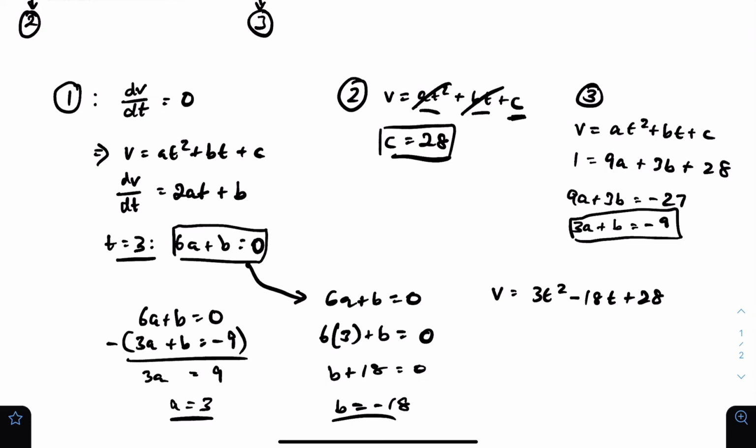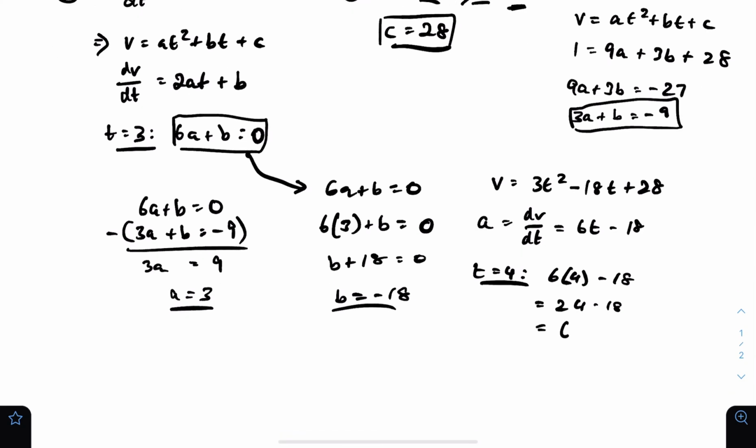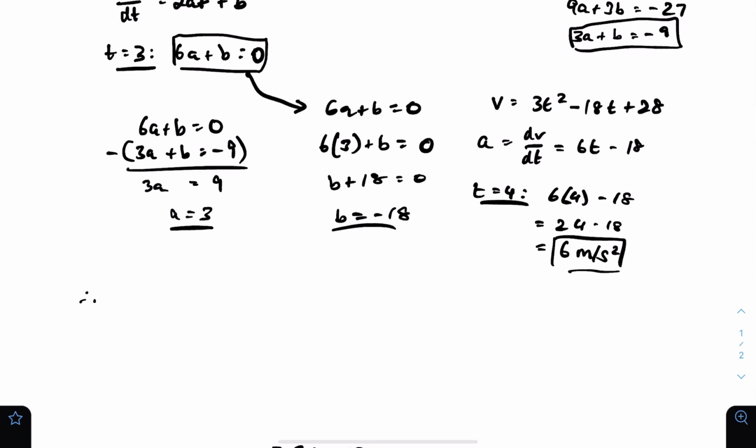That's our equation. So find the acceleration of p when t is 4. The acceleration is equal to the derivative of v with respect to time, which is dv over dt, which is equal to 6t minus 18 in this instance. t equal to 4 can now be substituted in here to give us 6 times 4 minus 18, which equals 24 minus 18. And this is equal to 6 meters per second squared. So therefore, the acceleration is equal to 6 meters per second squared. And that's our final answer.